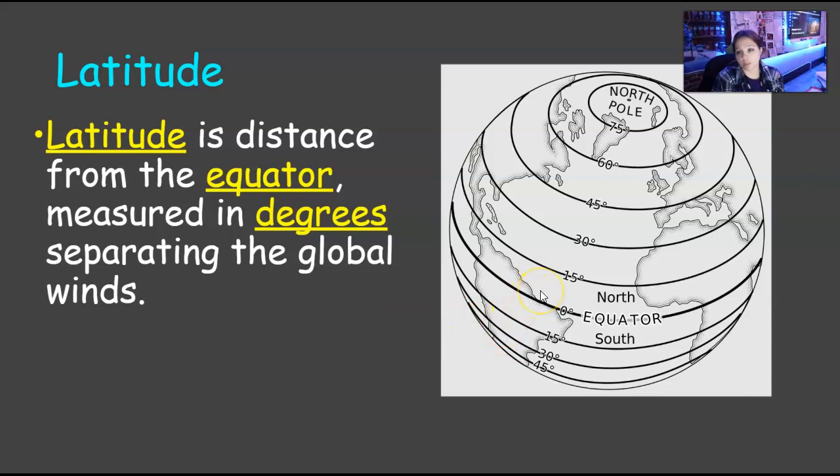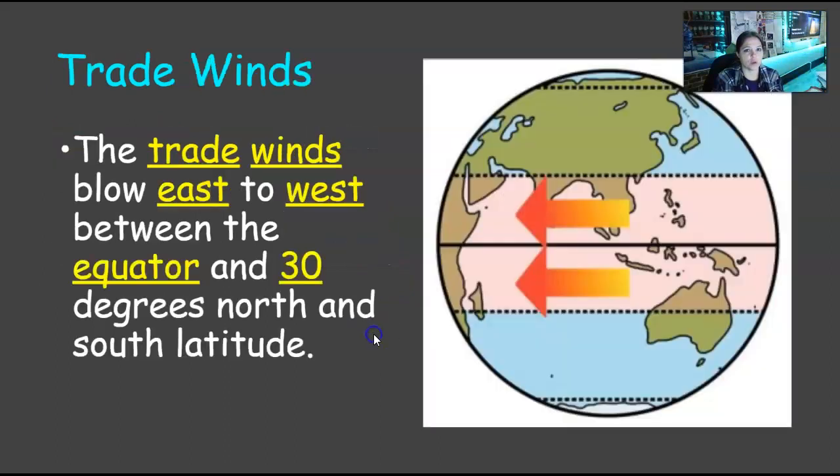So we're starting at 0, that's where the equator is, up to 90 degrees, which is the poles. They are measured in degrees, like angles. And we're going to use these by 30s. We're going to look in chunks of 30s for these winds. The first set we have are the trade winds. The trade winds are down near the equator. They're going from the equator to 30 degrees, and they go from east to west.